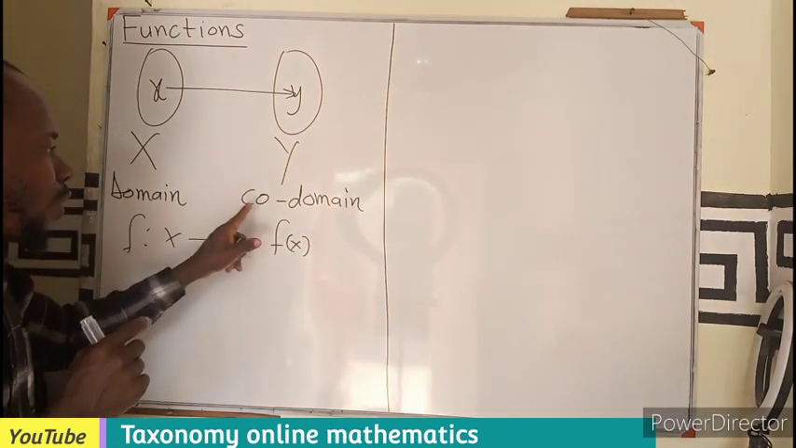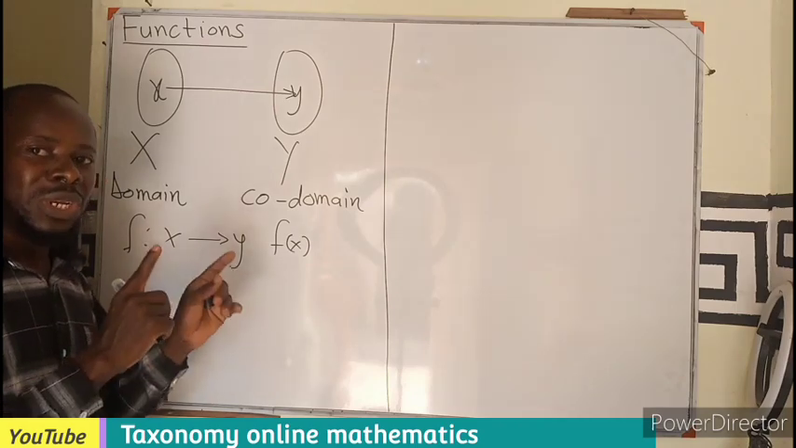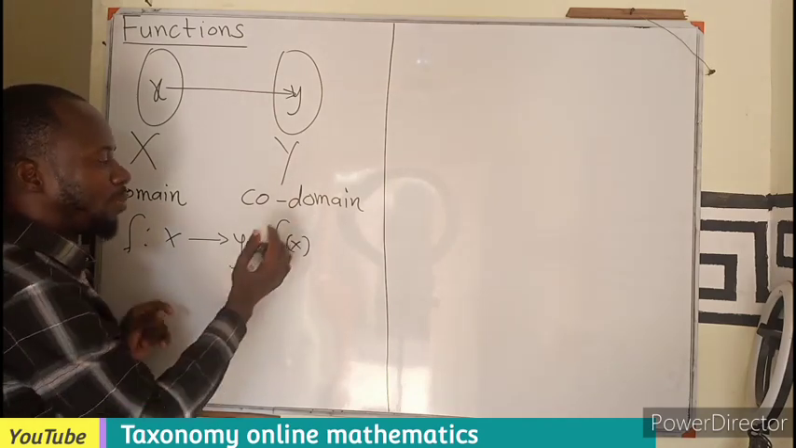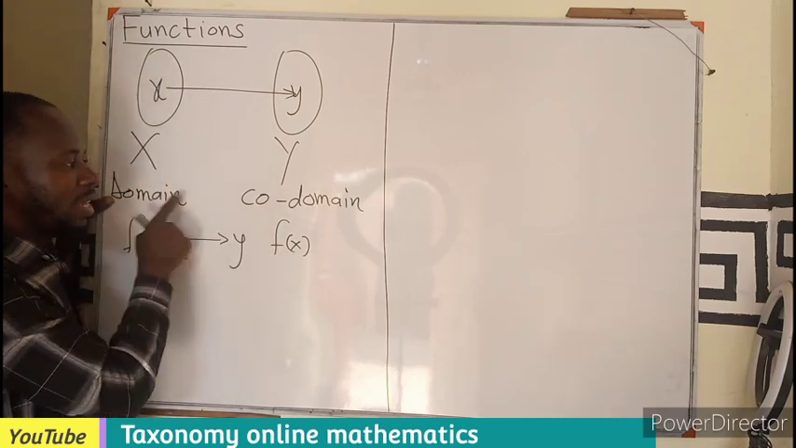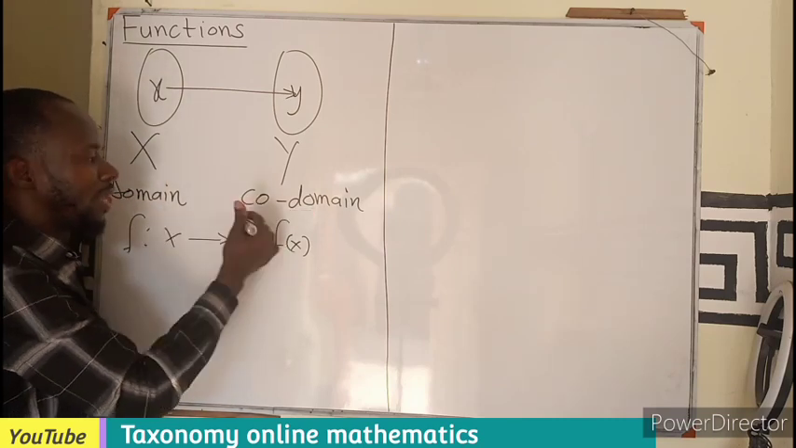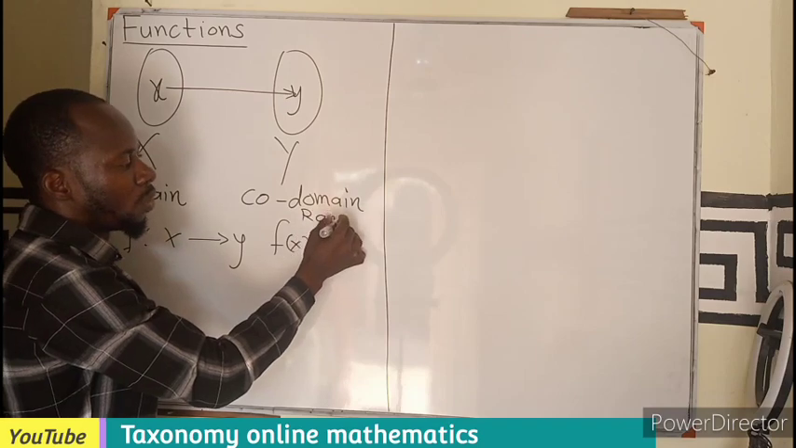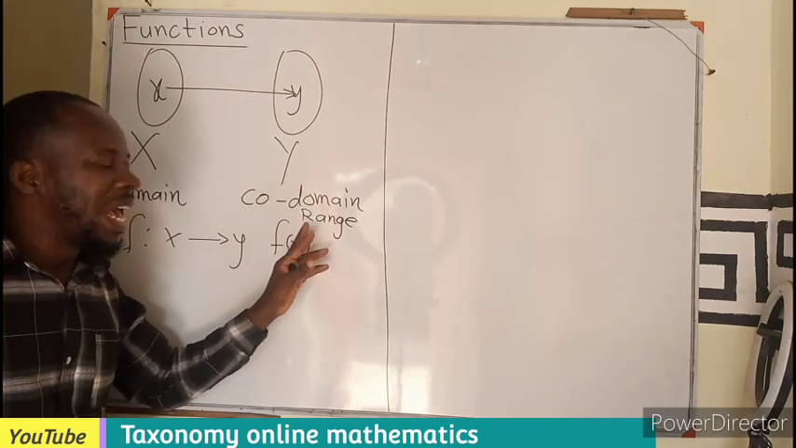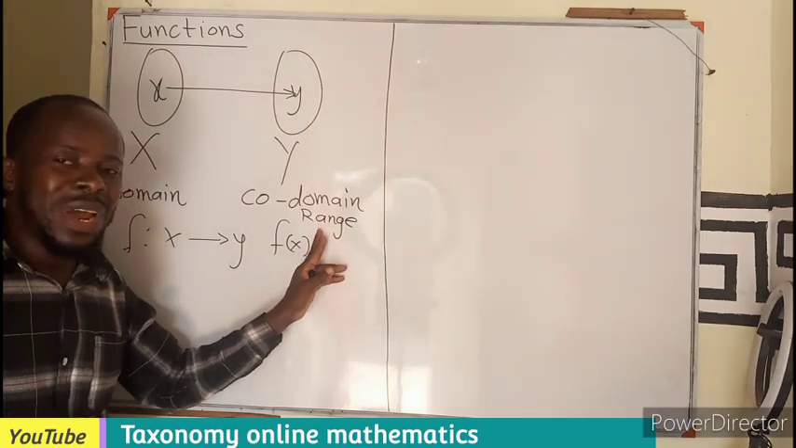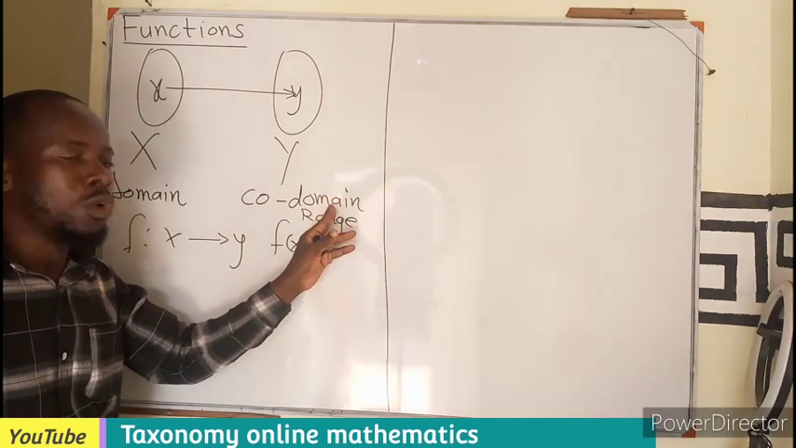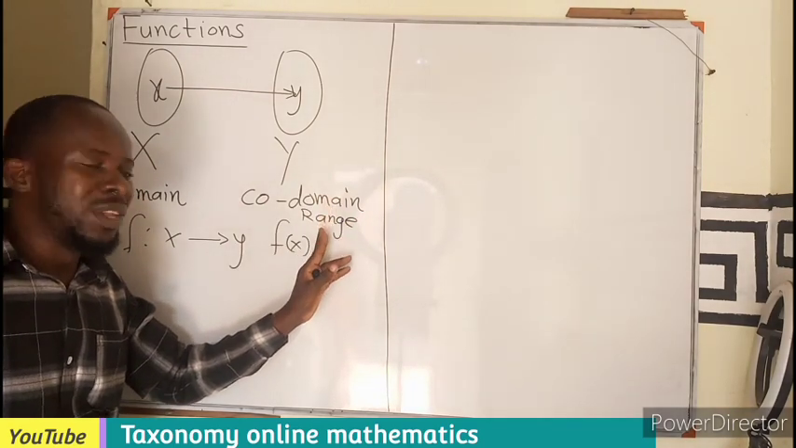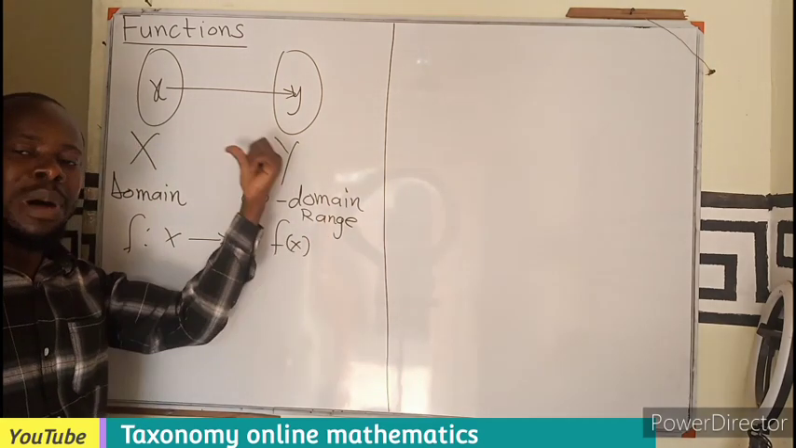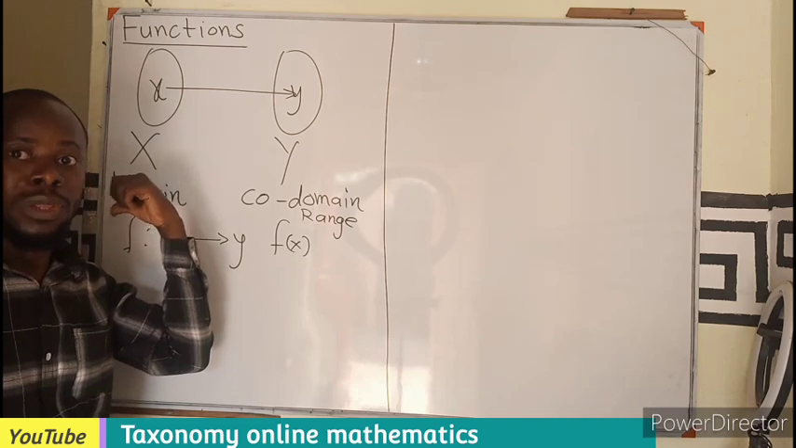Now we also did mention the term range. So in some places we can say domain and codomain, or domain and range. What is the difference between a codomain and a range? Now, a range is a subset of a codomain. If you are referring to a range, it means you are referring to the elements or images that have mapping from the domain.